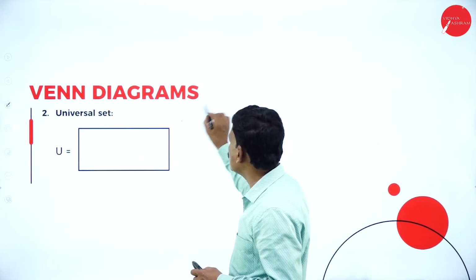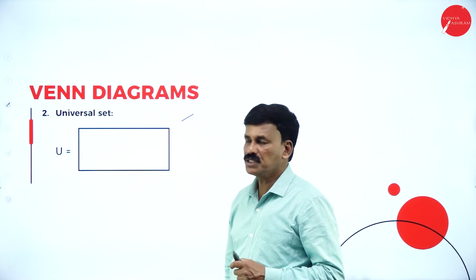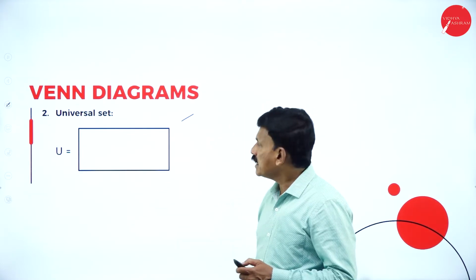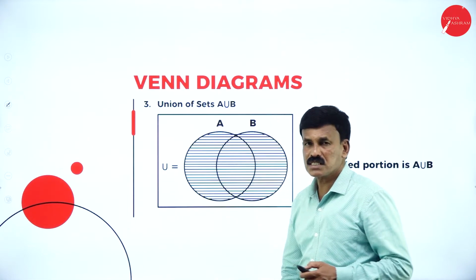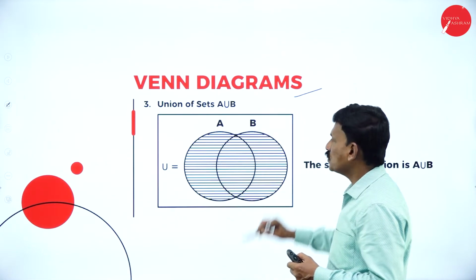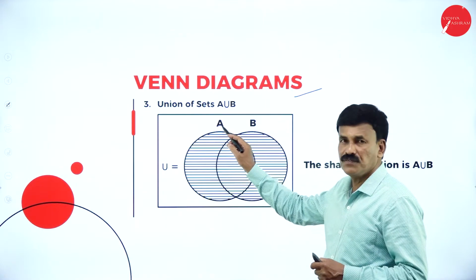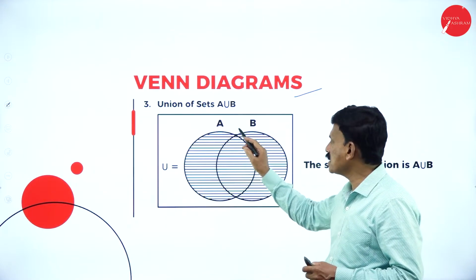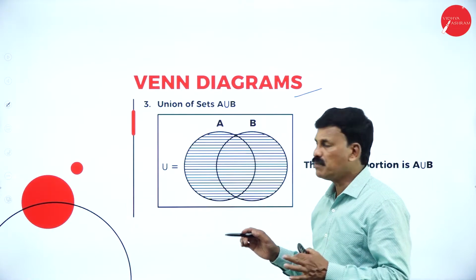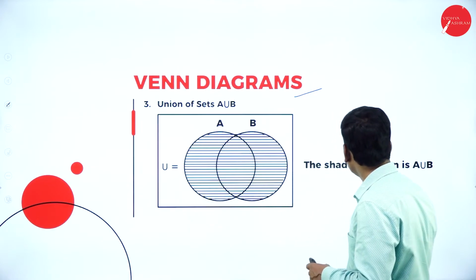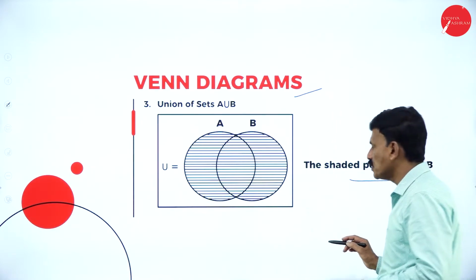U is represented by a rectangle. So a rectangle will represent the universal set. Now next, the union of sets. This is very important. The union of sets can be diagrammatically represented as follows: if A and B are any two non-empty sets, then all the elements which come under A and B, represented like that, is called the union. The shaded portion is called the union of sets.